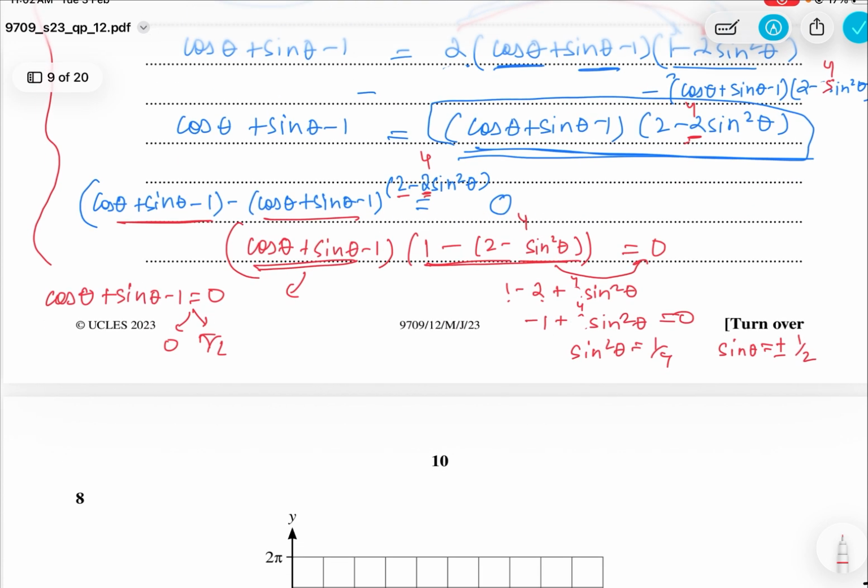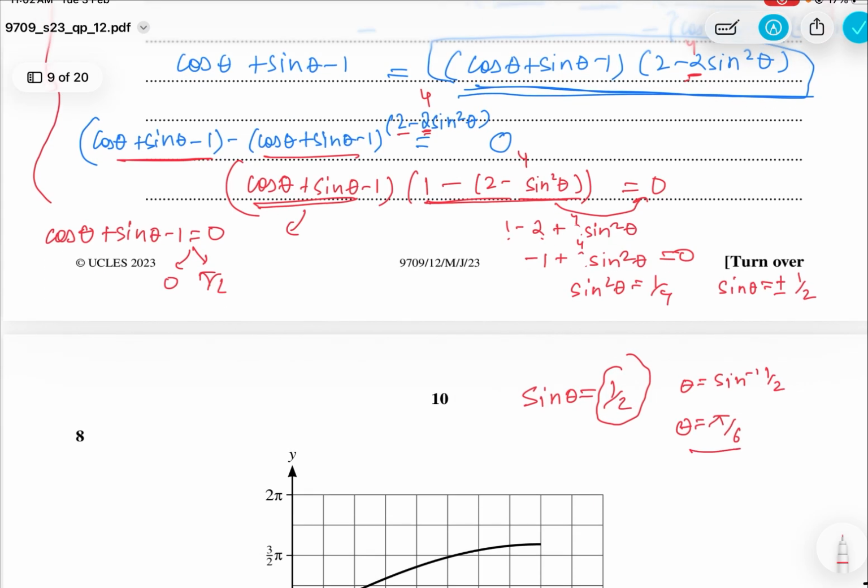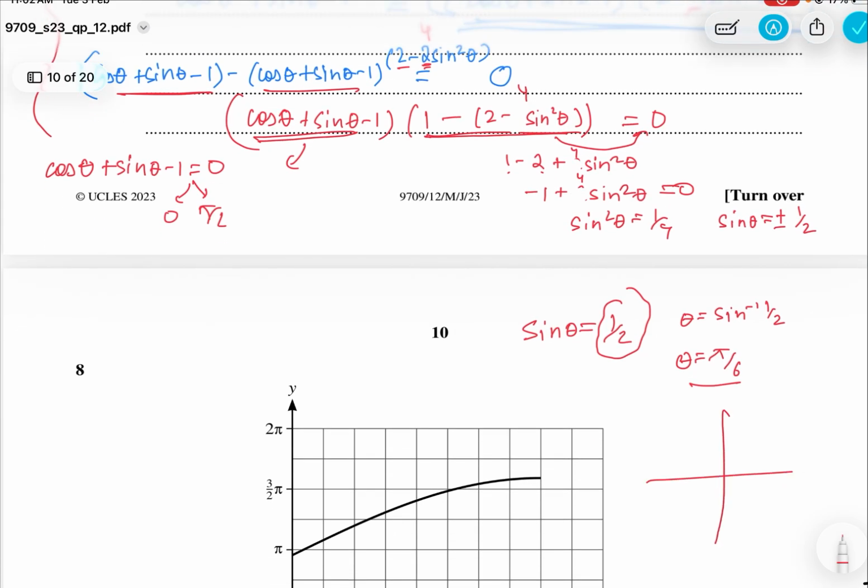For sine theta equals to 1 by 2. Okay. See, the value of sine is positive. We will find theta equals to sine inverse 1 by 2, so we will have theta equals to pi by 6. Now this is the basic angle. And we will add sugar to coffee. Sign is positive here and here.